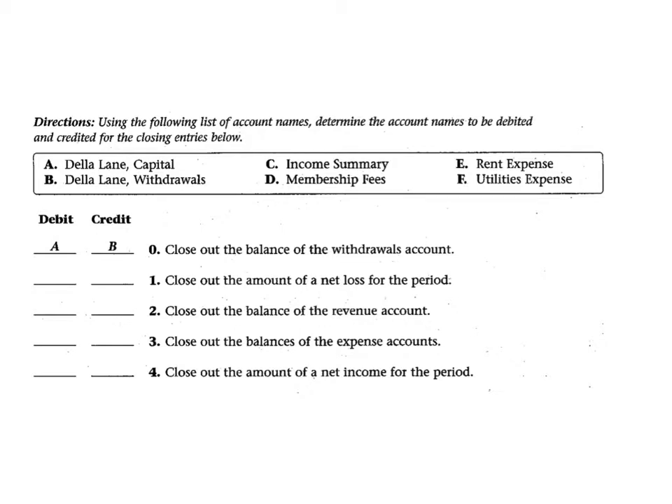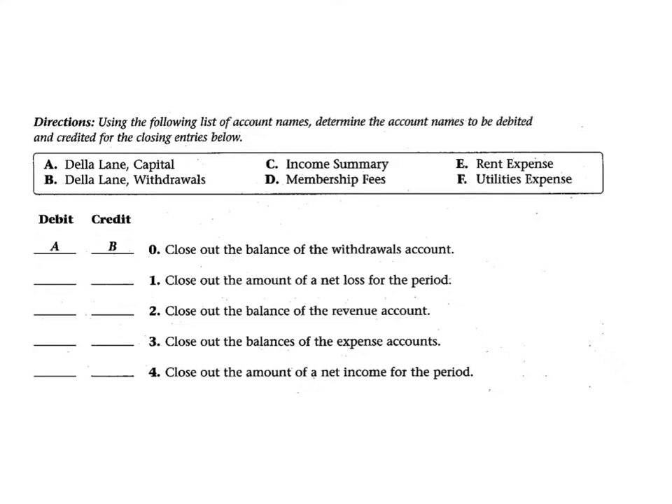Now for just a couple example problems here. We want to look at the following list of account names and determine which accounts are debited and credited for the closing entries below. You have the first example there where we close out the balance of the withdrawals account, and you'll see that we debit the capital and we credit the withdrawals. So just take a minute, see if you can fill out 1, 2, 3, and 4, and then we'll look at the answers here.